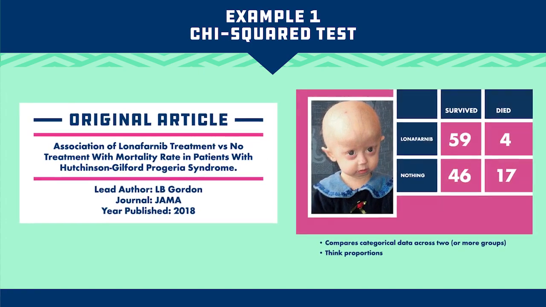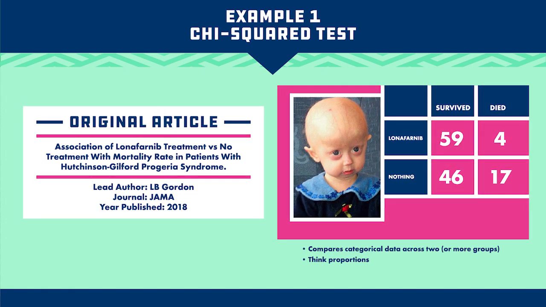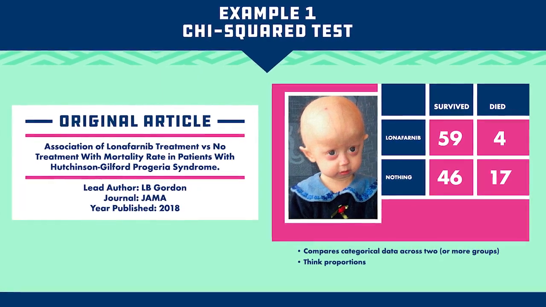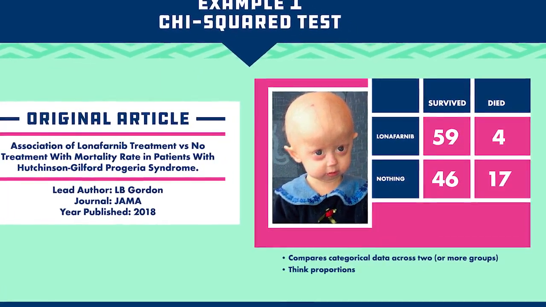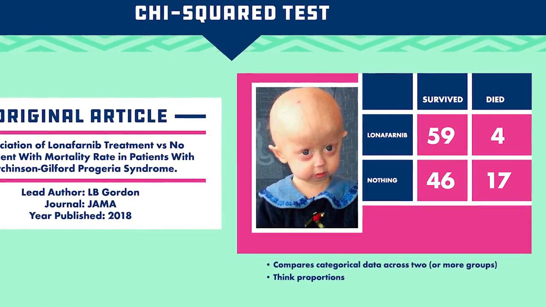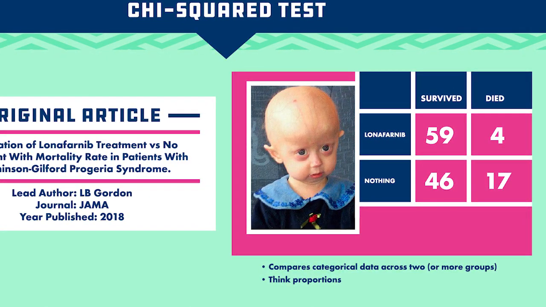And they did a small study. You can see the numbers of patients here. Some of the kids got lonafarnib and some did not take the drug. And then we look at the number that survived and the number that died. Okay, and so what you can see here is that in the lonafarnib group, 59 kids survived and 4 died, compared to 46 survivors and 17 deaths in the nothing group.